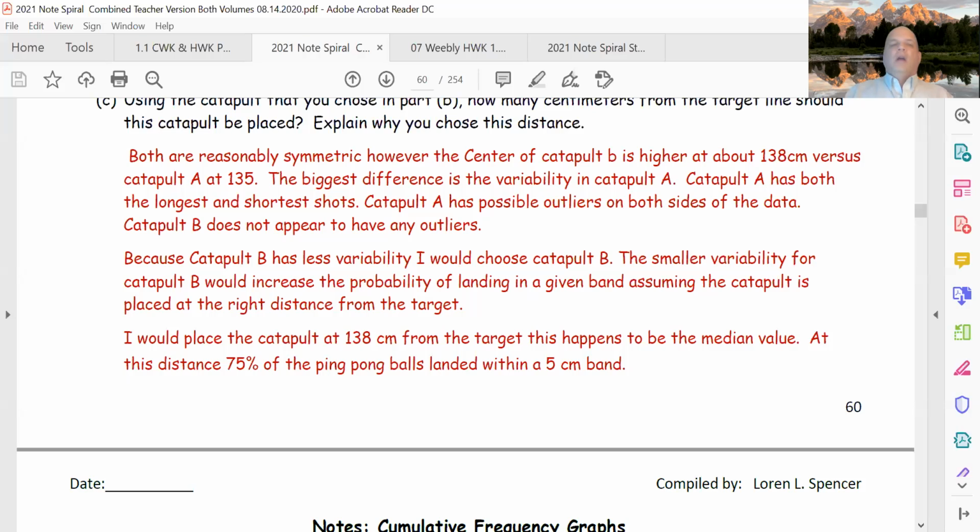Pause. All right, so now I've switched over to what I actually wrote, and I said both are reasonably symmetric.